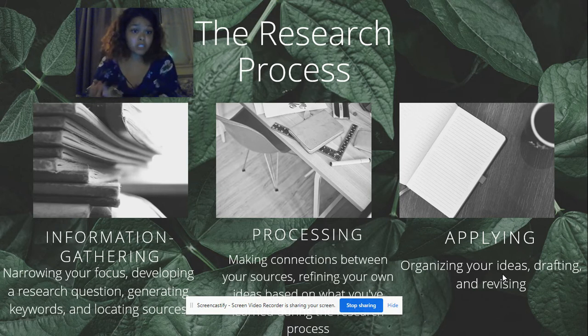So the first will start today, which is information gathering. So identifying an organization of interest to you, narrowing your focus by developing a research question, identifying keywords, and locating different kinds of sources. Next, in the next couple of weeks, we'll move into processing. So making sense of and synthesizing your different sources, refining your ideas about your organization based on what you've read so far. And then we'll move into the application stage. So actually outlining, drafting, revising, and submitting the final paper in the last couple of weeks.